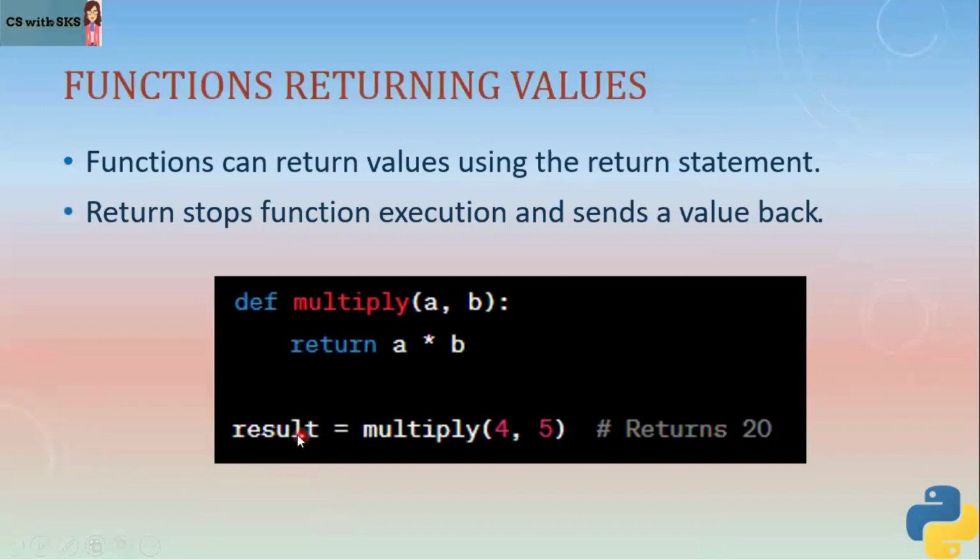Now during the call, I'm writing result is equal to. Because it is returning some value, I am saving it in a variable. So result is equal to multiply, where multiply is the function name, then 4 comma 5. So 4 is the value for A, 5 is the value for B. It will return 20 and 20 will be saved in result. Later you can use it anywhere in the program or you can simply print it. It's up to you. So that is how functions return values.